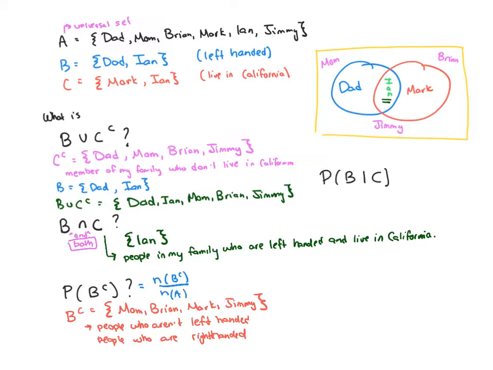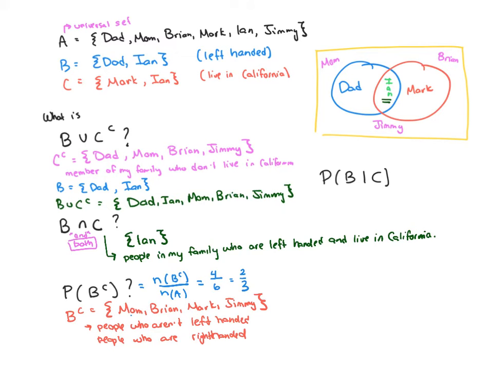So my entire set here is A. That's where I'm drawing people from. So the number of people in B complement is 4. The number of people in the entire set was 6. So that probability is 4 over 6, or we can reduce that down to 2 over 3.